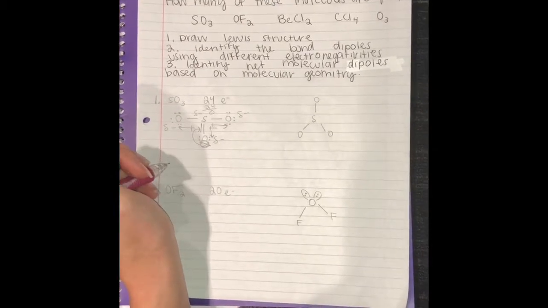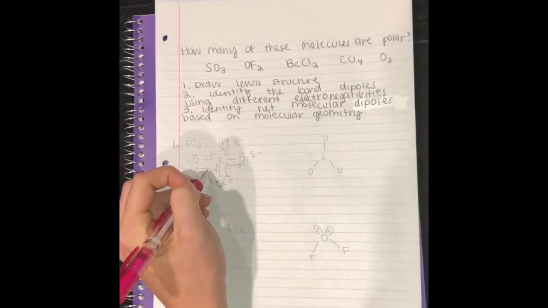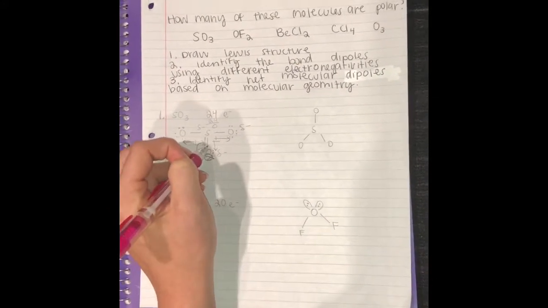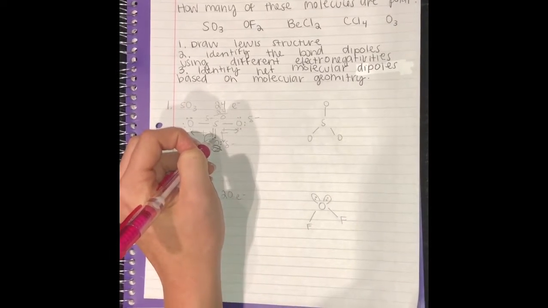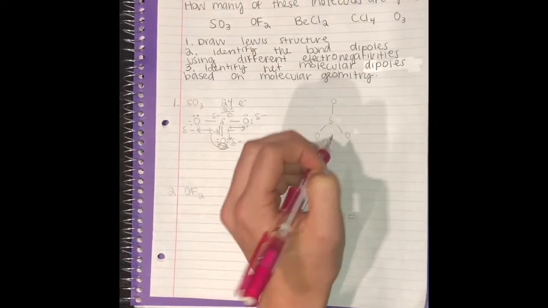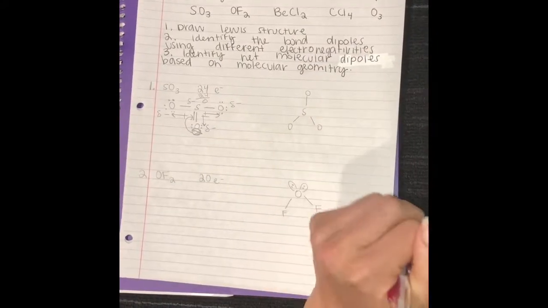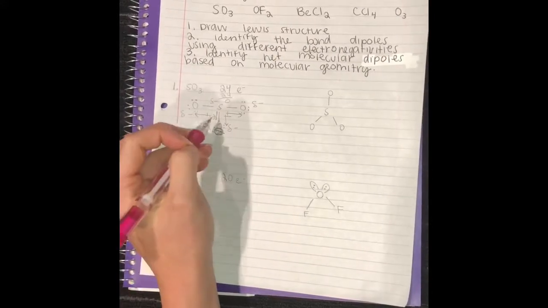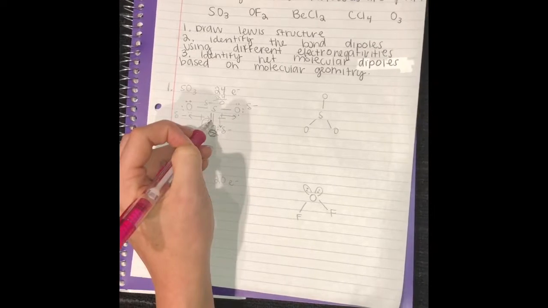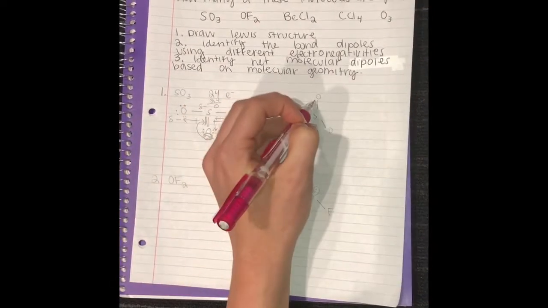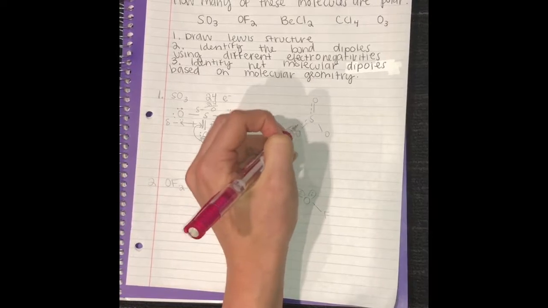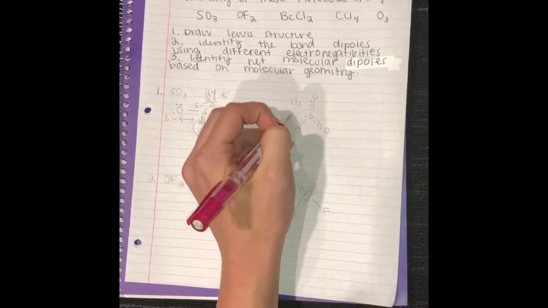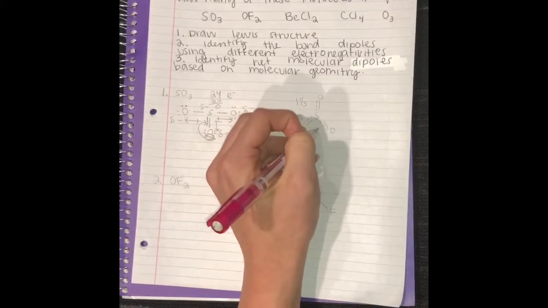Now that we have the bond dipoles, we are going to move to the molecular geometry, and we know that there are 1, 2, 3 bonds, so there are 3 domains, and this means that it's going to be a trigonal planar, and it's going to look like this. And because there is a double bond on the O, it could be on any of the O's. There's going to be a partial bond on all of these, which is going to make it 1 1/3 bond on each of them.